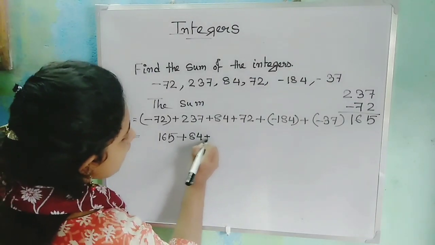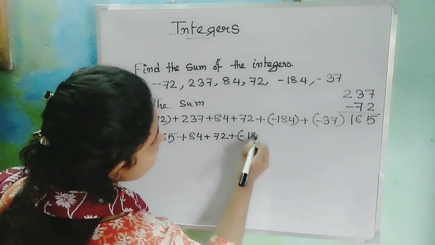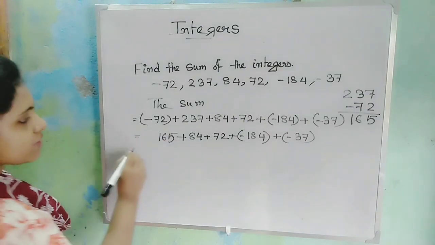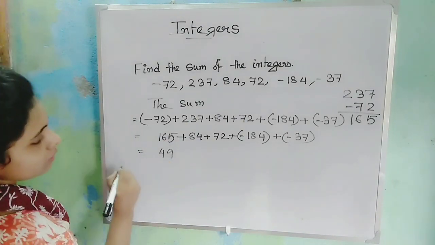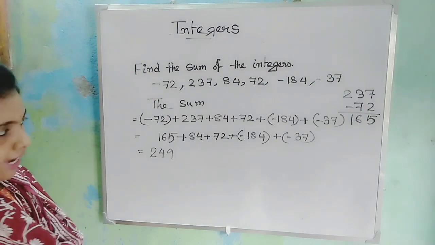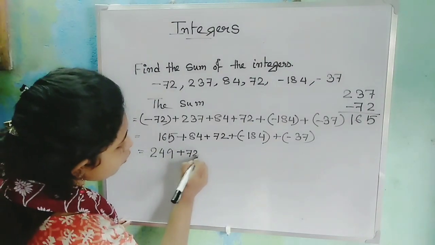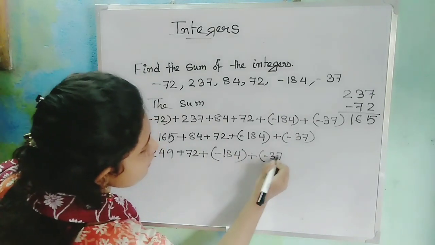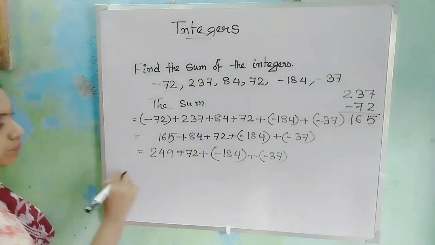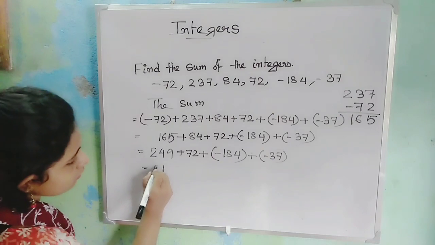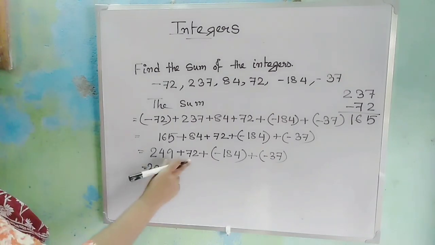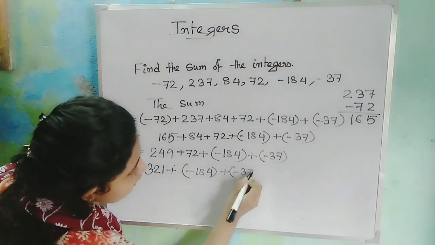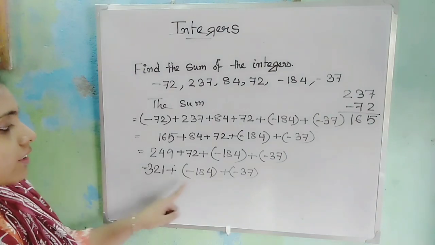Plus 84 plus 72 plus minus 184 plus minus 37. Next we have to add these two. Simple addition: 165 plus 84 is 249. Next, plus 72 plus minus 184 plus minus 37. Next we have to add these two. See, 249 plus 72 is 321. Then 321 plus minus 184 plus minus 37.